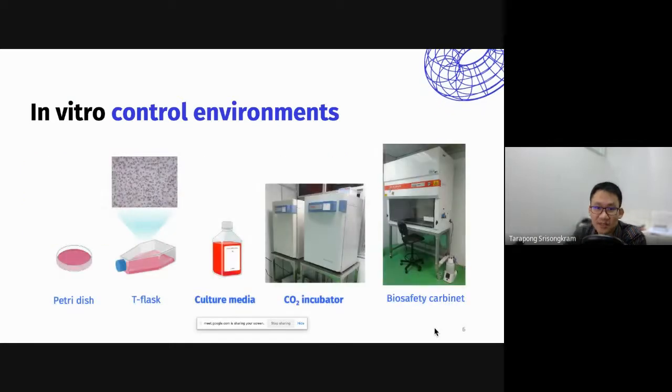And here is the picture of the controlled environment that I talked about. Here is the first. We normally culture the cells in a flask, a T-flask, or some people may use a petri dish to culture the cells. And here is the culture media. And here is the carbon dioxide incubator, where we can keep the cells. And here is the biosafety cabinet, where we normally work or culture the cells inside, because it provides us a sterile area.